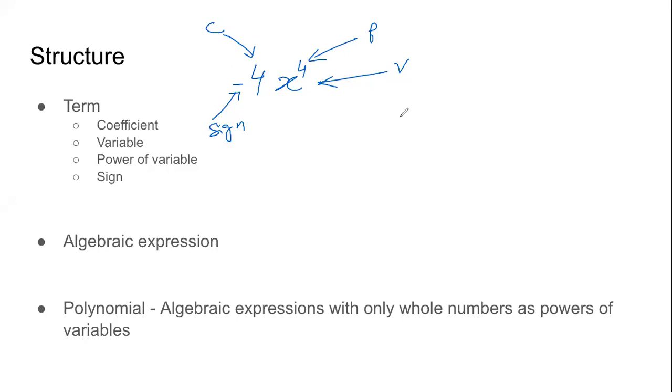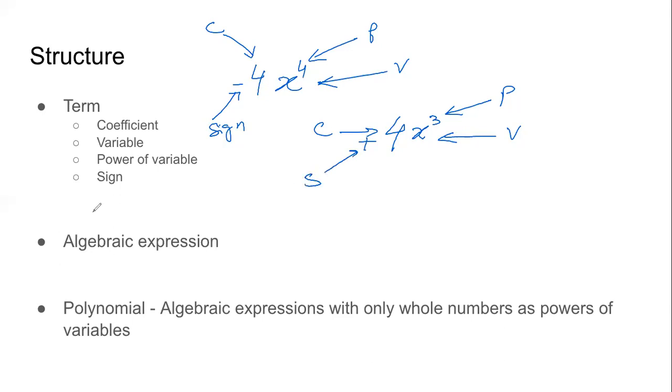If the term looks like this, 4x cube. So here also, 4 is the coefficient, 3 is the power, x is the variable. So where is the sign? We don't write the plus sign if there is nothing to the left of the plus sign. So although we have not put a sign here, this also has a sign. It is the plus sign.